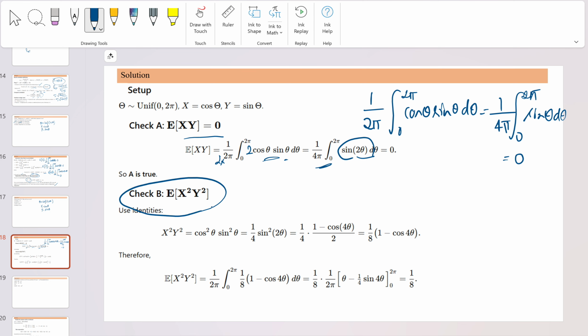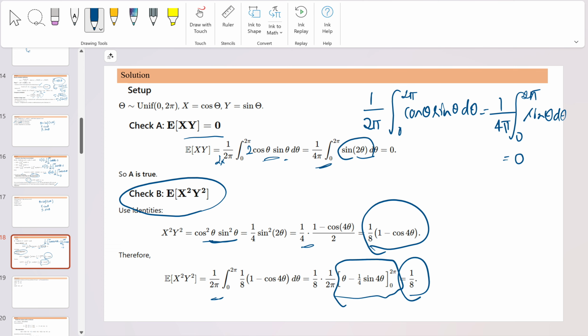And also the expectation of x square y square is simply cos square theta sin square theta. So when you find it out, it will come up to 1 by 4 sin square 2 theta, which is 1 by 8 (1 minus cos 4 theta). So try to solve this. It will be 1 upon 2 pi, integral 0 to 2 pi, 1 by 8 (1 minus cos 4 theta) d theta. When you find it out, it will come out to be 1 by 8.